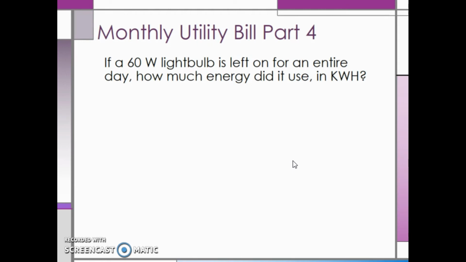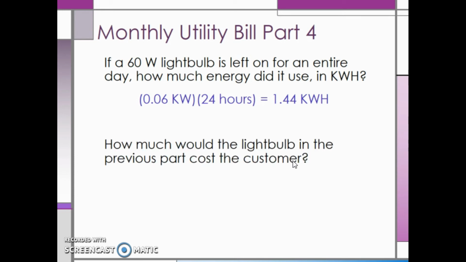Since this light bulb is left on for an entire day, we can multiply this by the number of hours it is on, which is 24 hours. Therefore, the energy used by leaving the 60-watt light bulb on for 24 hours is 1.44 kilowatt hours.